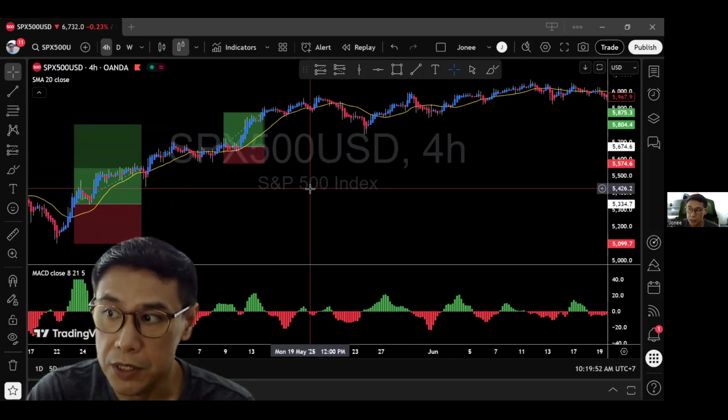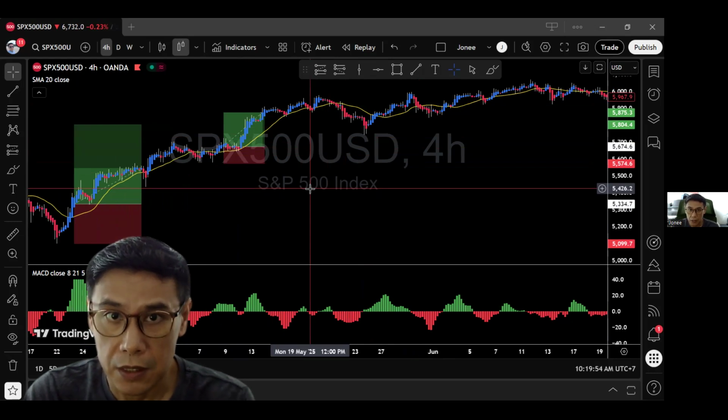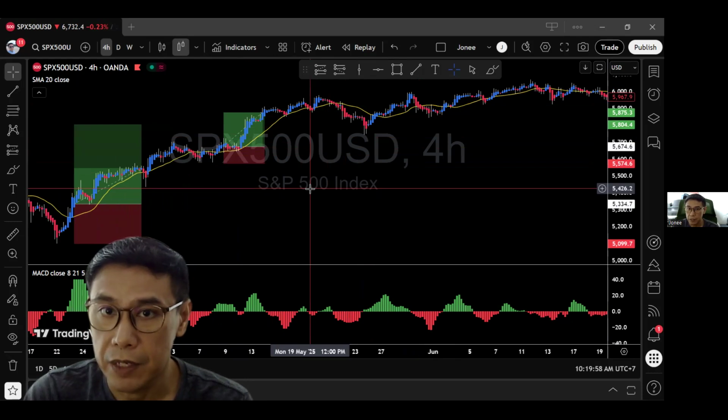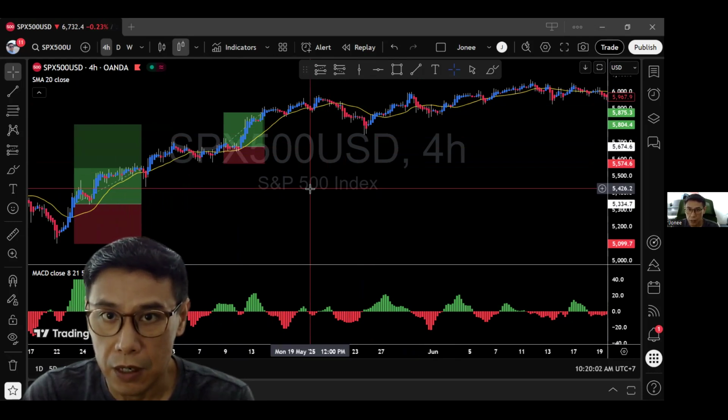Now you do the opposite for bearish markets. Just make sure you refer to the weekly time frame. If the weekly tells you to be bearish, then you can look for sell opportunities in the 4-hour time frame.